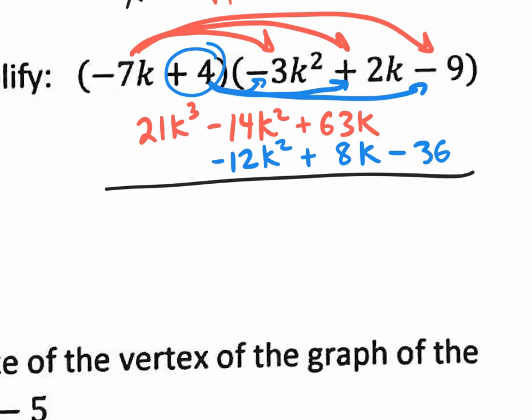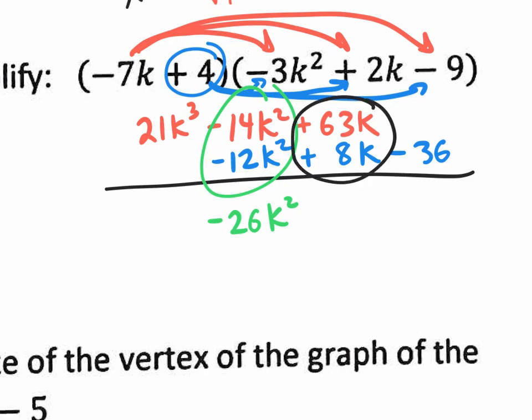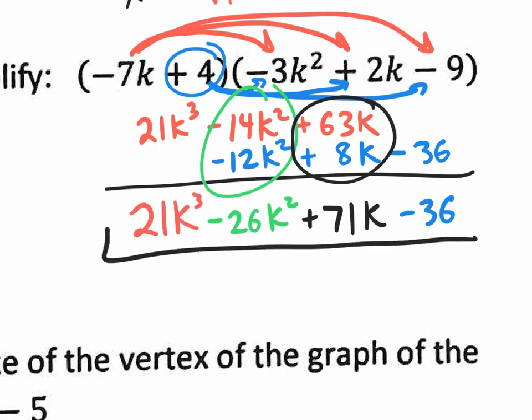Now it's a lot easier to combine like terms. I just combine these guys right here, and I will get a negative 26k squared. And then I could combine these guys right here. That'll be a positive 71k, and bring down that minus 36. And also don't forget about the 21k to the third in the front. So this is the answer, ladies and gentlemen.